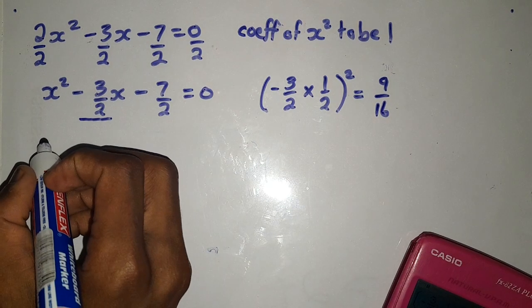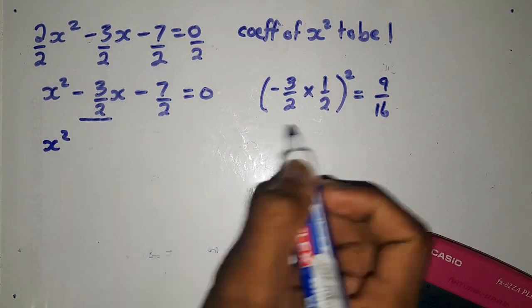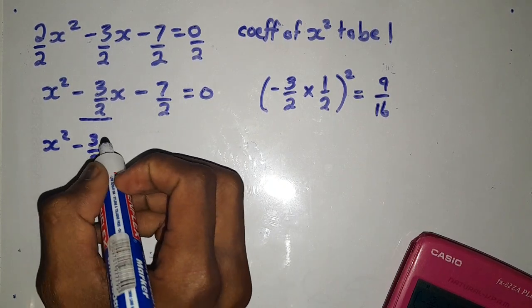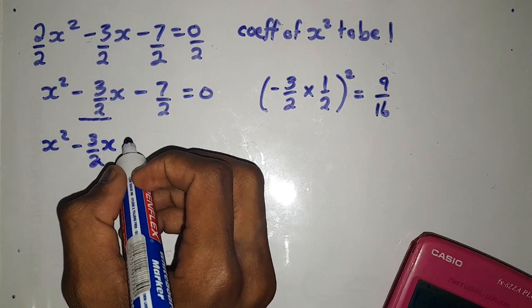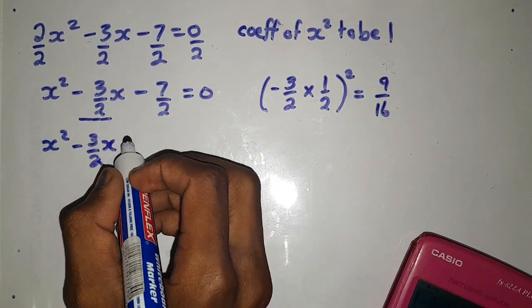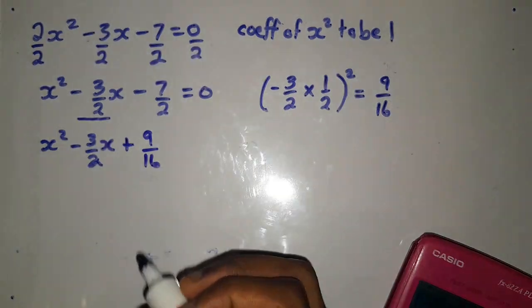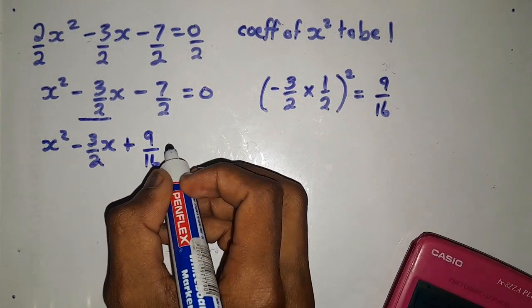Immediately after doing this, we can take this value and write it next to the middle term, over 2x, going to be plus 9 over 16. Immediately after writing it, we then subtract it.